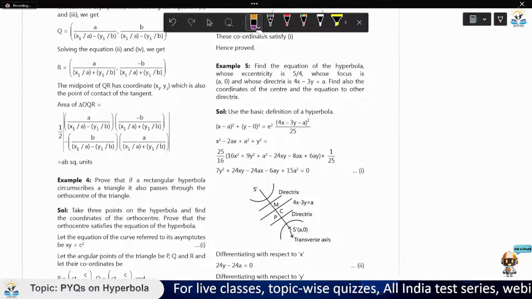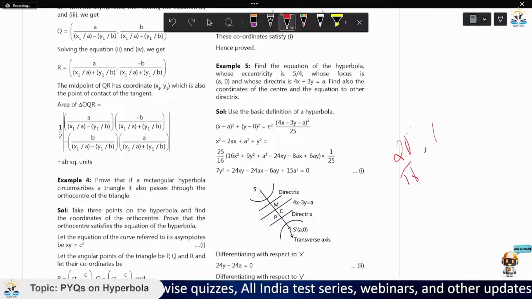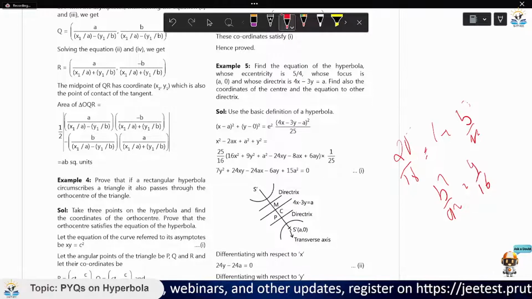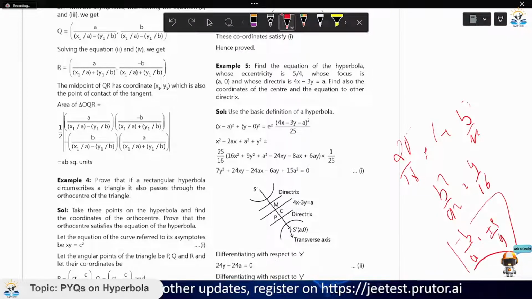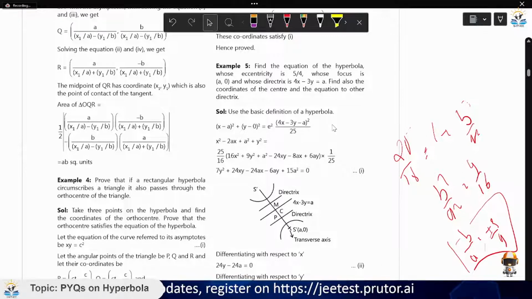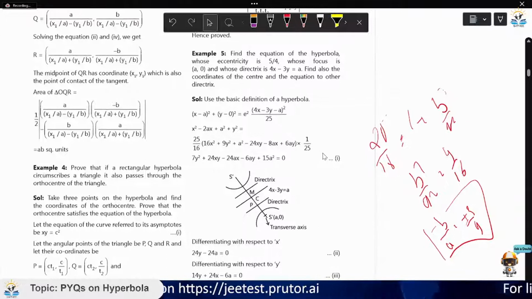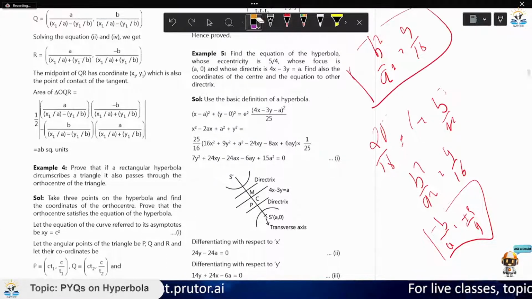Okay. So I have the eccentricity, so I have the relation between a and b. My eccentricity is 5 by 4, so 25 by 16 is equal to 1 plus b square by a square. And I know b square by a square becomes 9 by 16. b by a becomes 3 by 4. This is the relation we have. Plus minus we'll take. And for future references we have a relation, right? So b square by a square is 9 by 16. This is the one relation we have.